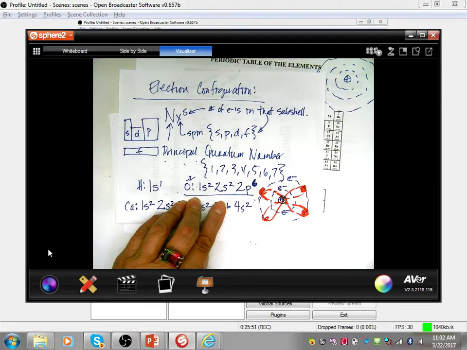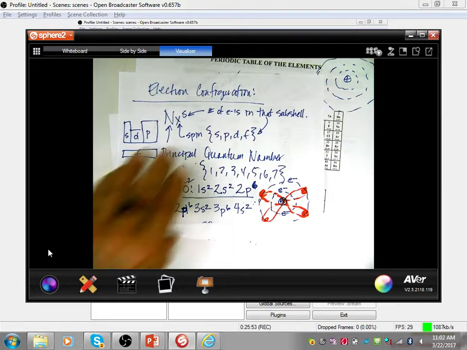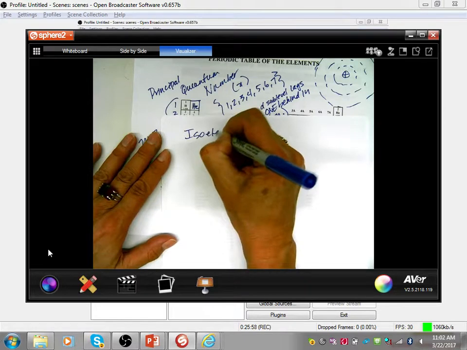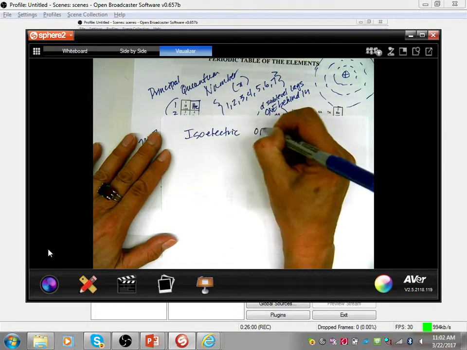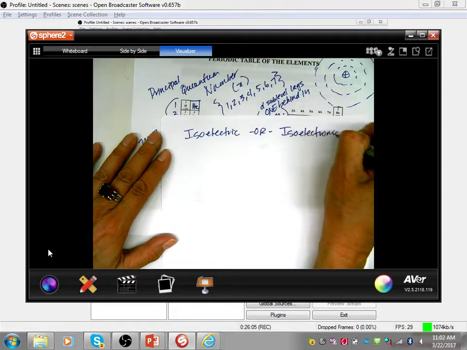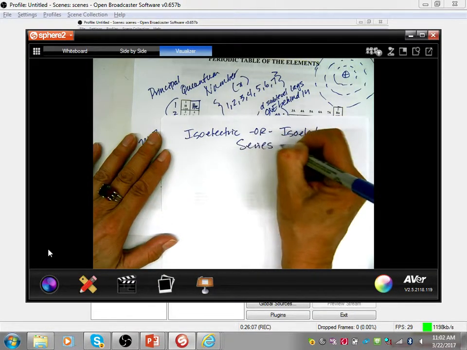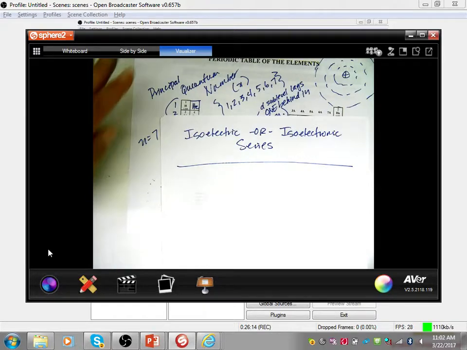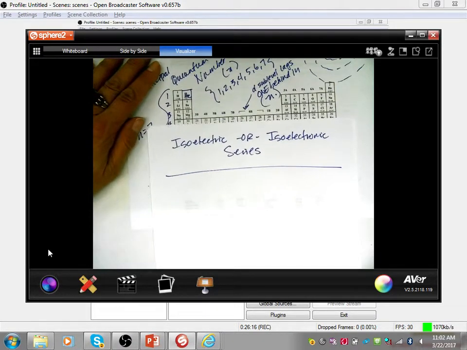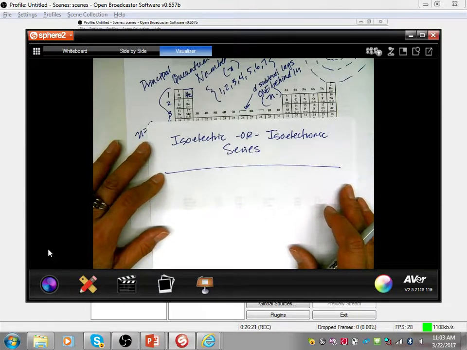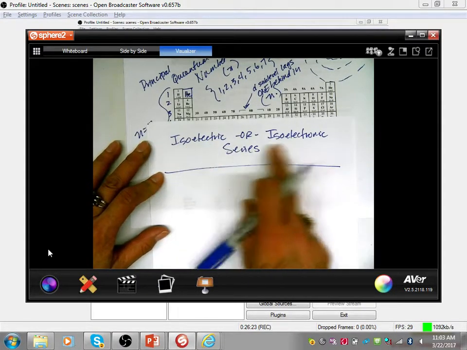See how that works? There's also something called an isoelectric, or I've also heard isoelectronic series. You will have questions like this on the quiz on Monday and on the exam that you take over this unit. Everybody's ears are perked up, right? Isoelectric series. Here is an isoelectric series, and I'm going to ask you if, once you see it, you can define what this term means.